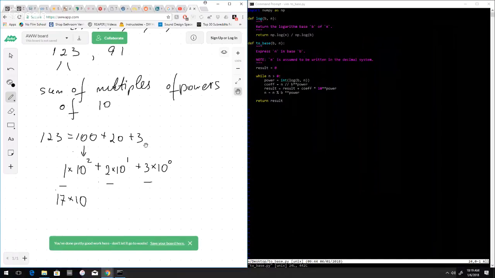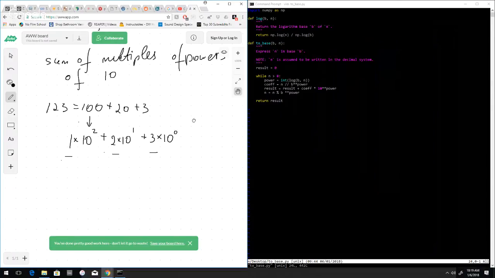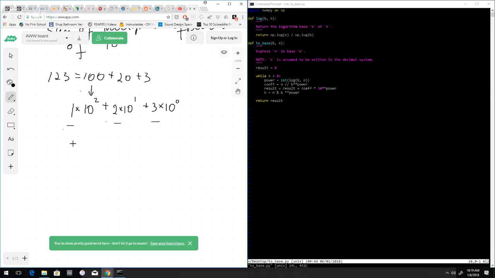Once I've decomposed my number into this sum, then I can conventionally ignore these powers of 10 and just write the coefficients next to each other like so. By convention, the rightmost term, the rightmost 3 here, will be the multiple of 10 to the 0th power. So this is the power of 0. The one to the left of it is the first power. The one to the left of that multiplies the base to the second power. So this is the convention.